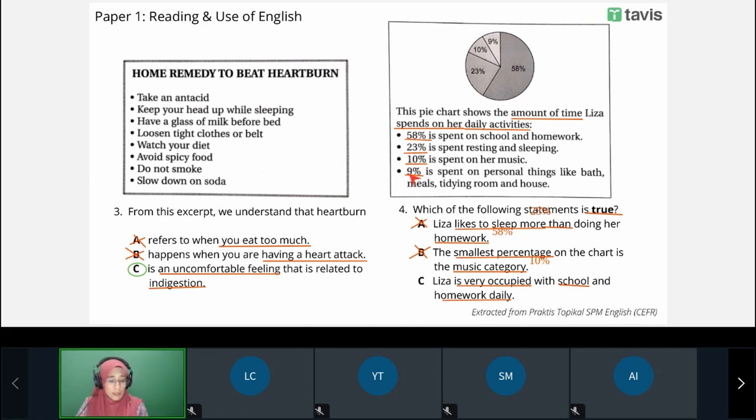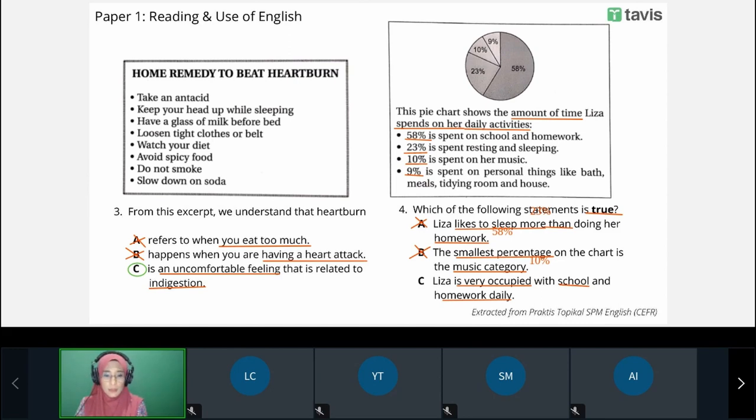So please be careful. That's why I keep on telling you to look at it carefully and clearly. Open your eyes and see that there's a difference here. 10 and 9. There's one percentage difference. Sometimes your eyes can be a bit blurry. You can't just say, I think this one is correct, B. No, you can't do that.